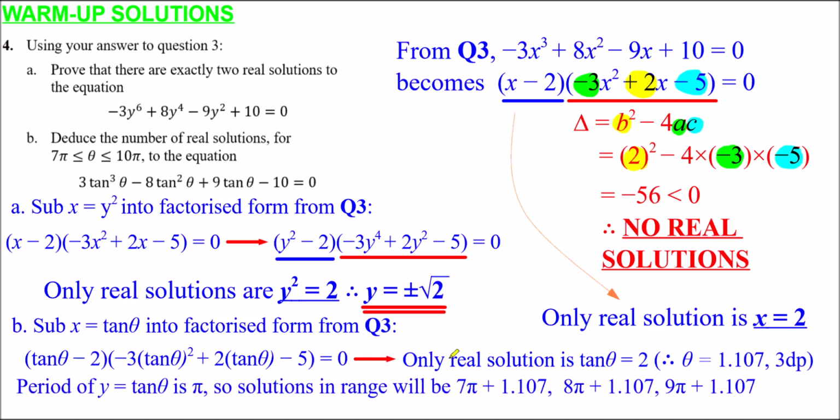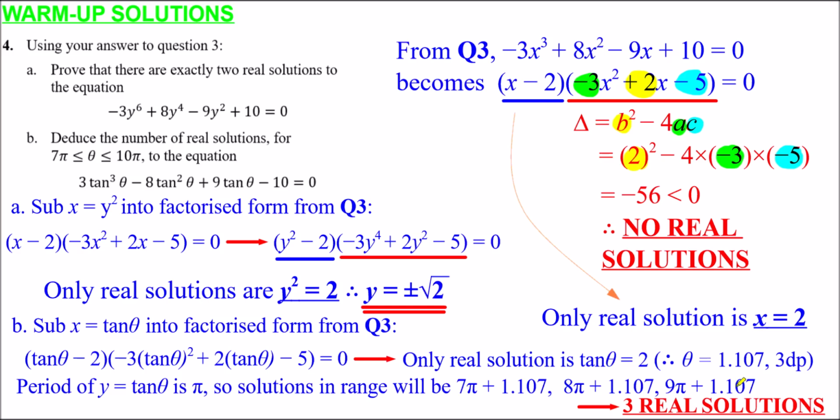The first in the range which we need would be 7 pi plus 1.107. This is 7 solutions along, 7 pi multiple. The next one would be 8 pi plus a principal value, and the final one would be 9 pi. So we've clearly got 1 solution here, 2, and then finally 3. So the final conclusion is to say clearly that therefore there would be 3 real solutions to this trig equation.